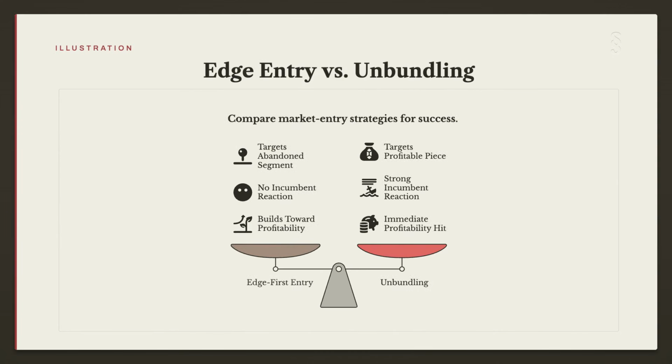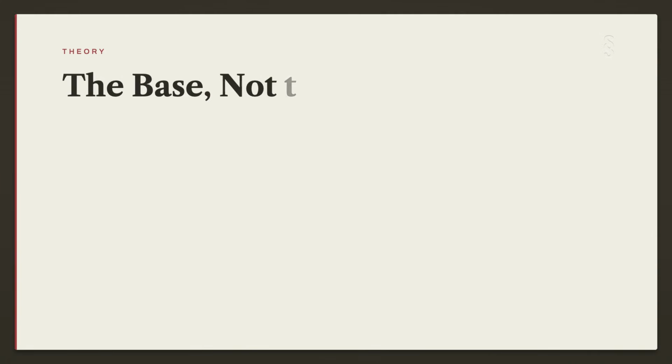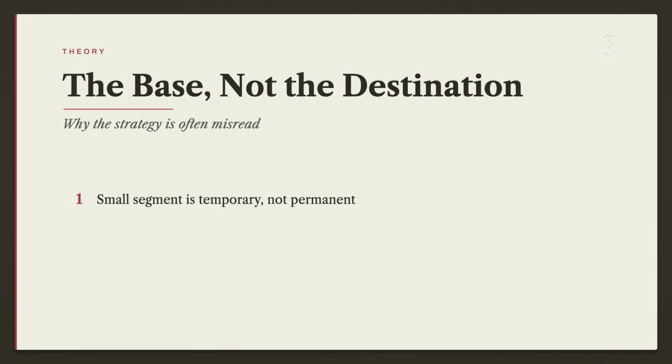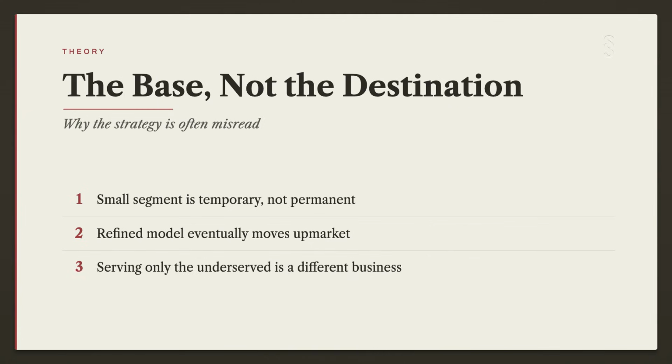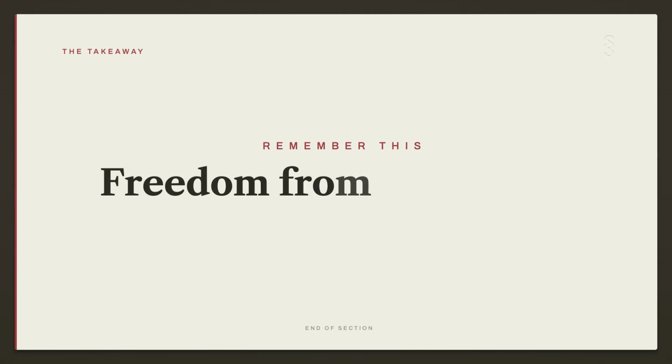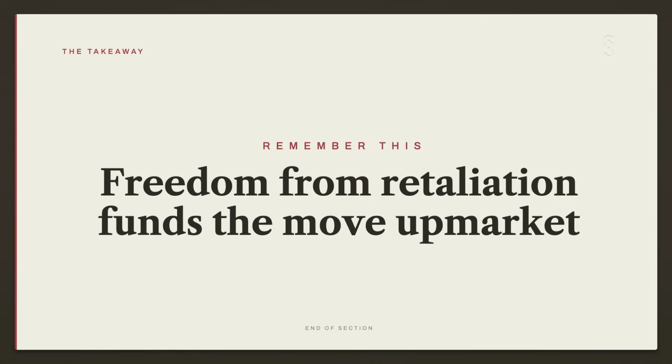Keep this separate from unbundling, which takes a profitable piece of an existing relationship and therefore triggers an immediate reaction. Edge-first entry attacks nothing the incumbent values, so it draws no response until it's too late to matter. The most common mistake is assuming the entrant plans to stay. Almost none do. The small segment is a base, and the entire logic depends on eventually carrying the improved model into larger, more profitable territory. On the exam, always connect the entrant's choice of unprofitable customers to freedom from retaliation and to the eventual climb up market.